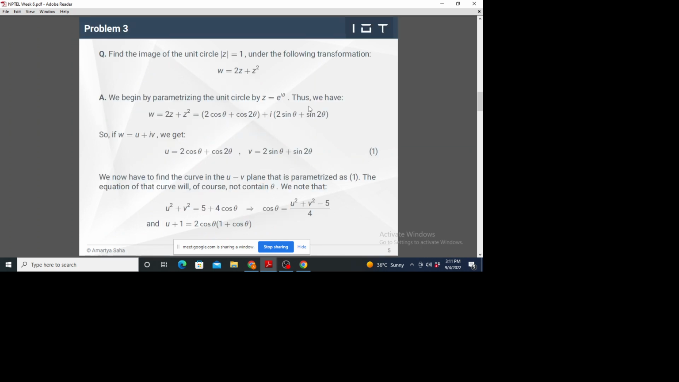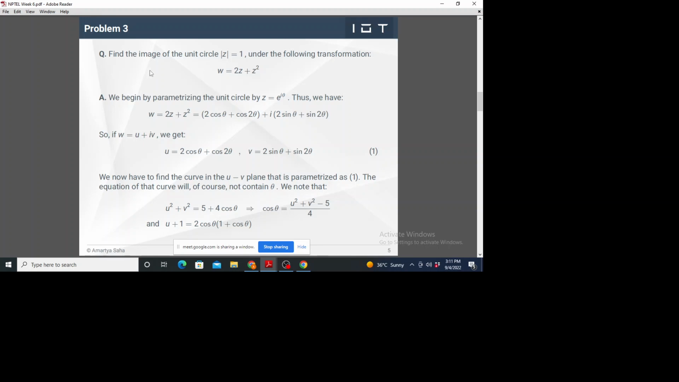Okay. So now let us look at problem 3. Again, we are given our domain in the z plane. In this case, we have to find the image of the unit circle mod z equal to 1 that lies in the z plane under the following transformation, w equal to 2z plus z square. You see, this is not a bilinear transformation, but a general conformal transformation that is analytic everywhere. So we have to find the corresponding image in the w plane.